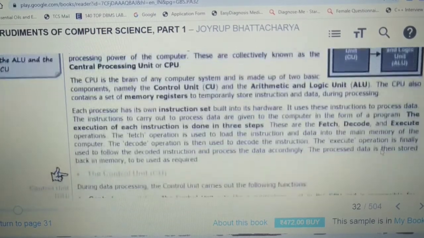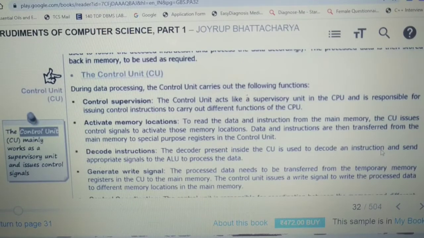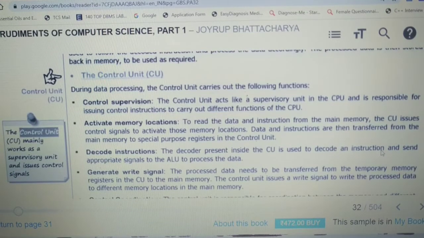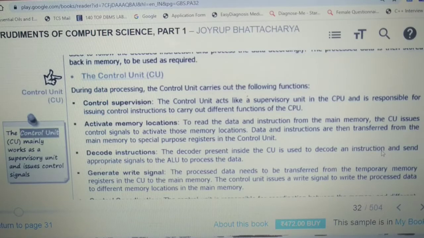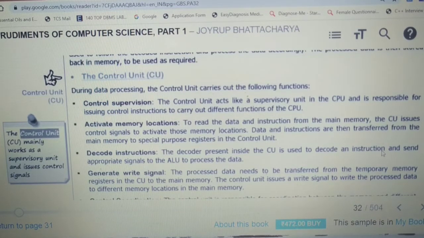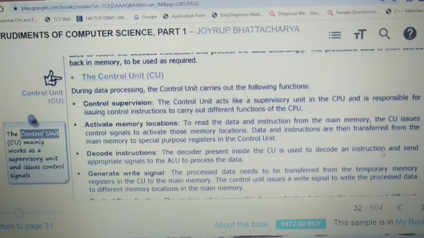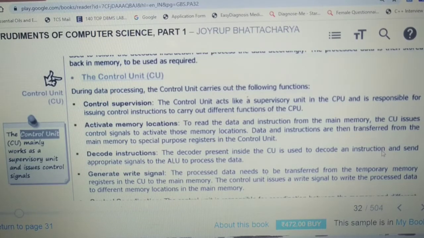I am saying that the CU and ALU perform different kinds of work. Okay, they have different functionalities. So what functions does the control unit do? Control supervision. The CU acts like a supervisory unit in the CPU, and it is responsible for issuing the control instructions to carry out the different functions of the CPU. So the CU sets up the communication between the different devices and the memory. To control everything, supervision is required, and the supervision takes place under the control unit.